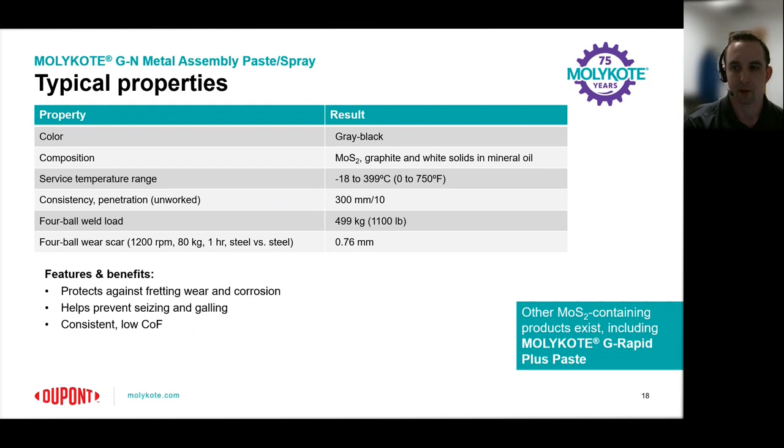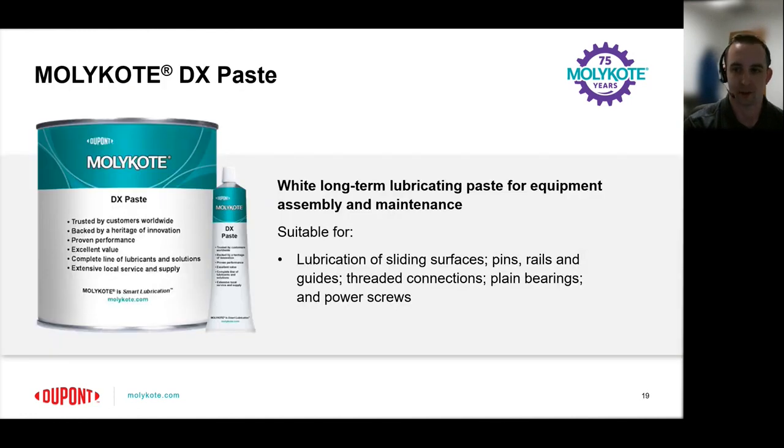Here you can see some of the typical properties of GN metal assembly paste, along with some key points. It's a great paste for preventing seizing, galling, fretting, and corrosion. It does all this while maintaining a consistent and low coefficient of friction. There are some other MoS2 containing products that exist in our portfolio. Another popular one is the G-Rapid Plus paste. MOLYKOTE DX paste is another core product that's frequently used.